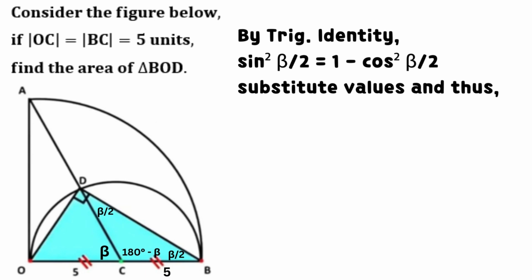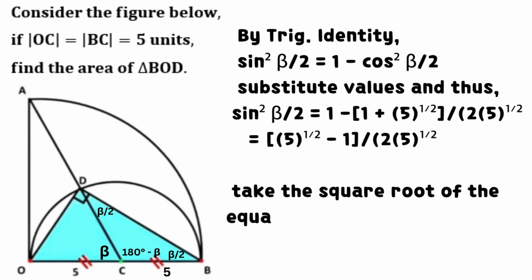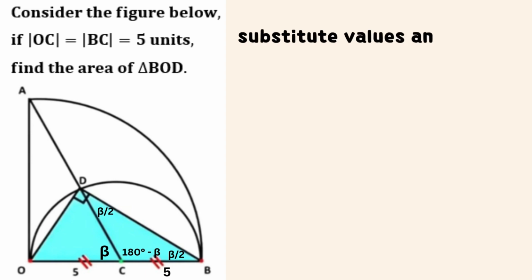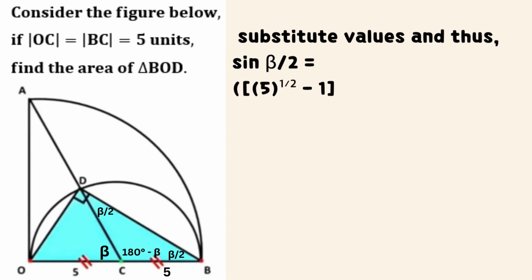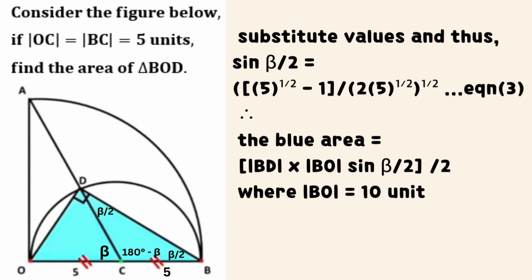By trigonometric identity, the square of sine half beta equals 1 minus the square of cosine half beta. Substitute values and thus, the square of sine half beta equals the square root of 5 minus 1, all divided by 2 times the square root of 5. Take the square root of the equation. It implies that sine half beta equals the square root of 5 minus 1, all divided by 2 times the square root of 5. We call it equation 3.